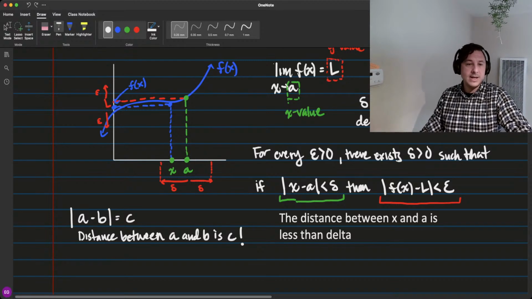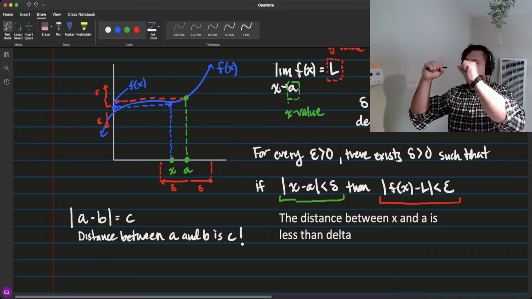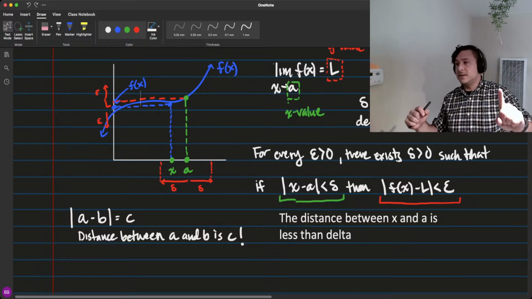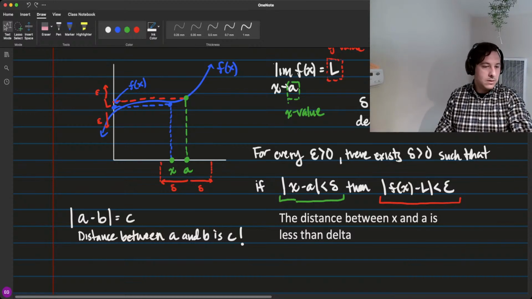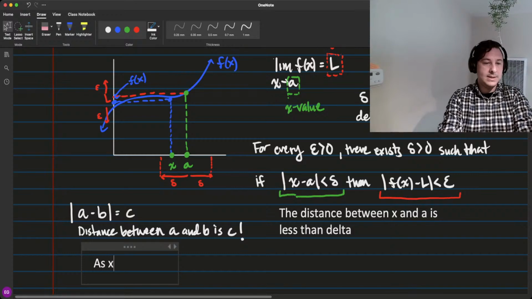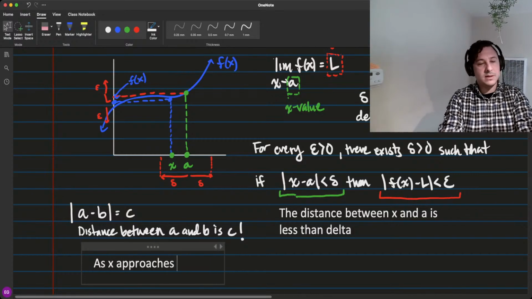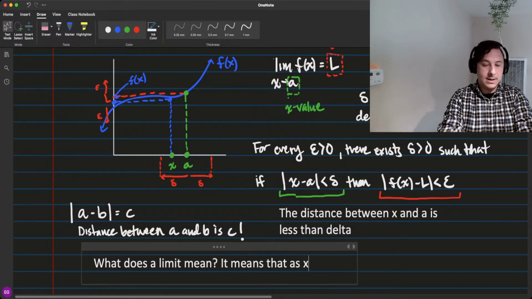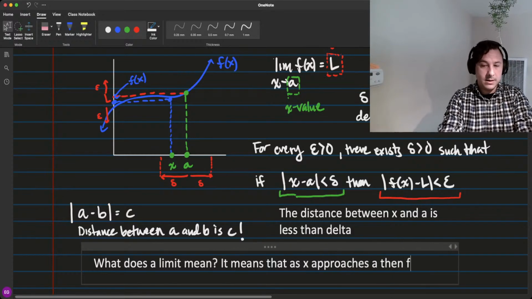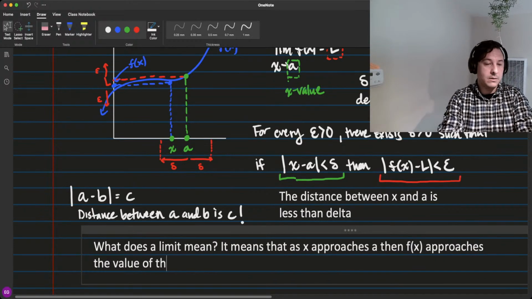It's telling you that as your x value gets closer to your a value, the f of x value gets closer to whatever your limit is equal to. So let's write this down. What does a limit mean? It means that as x approaches a, then f of x approaches the value of the limit.